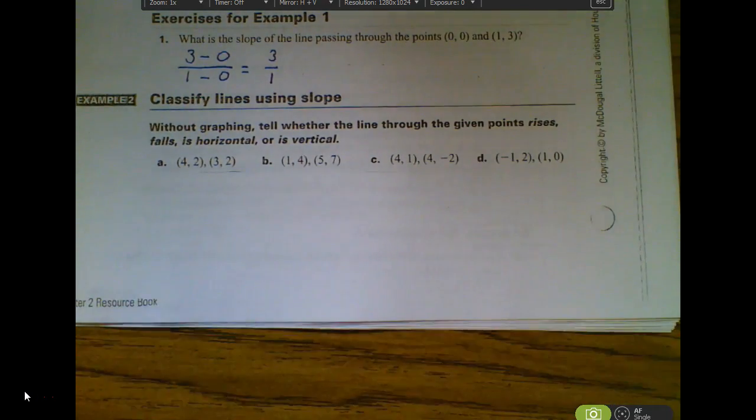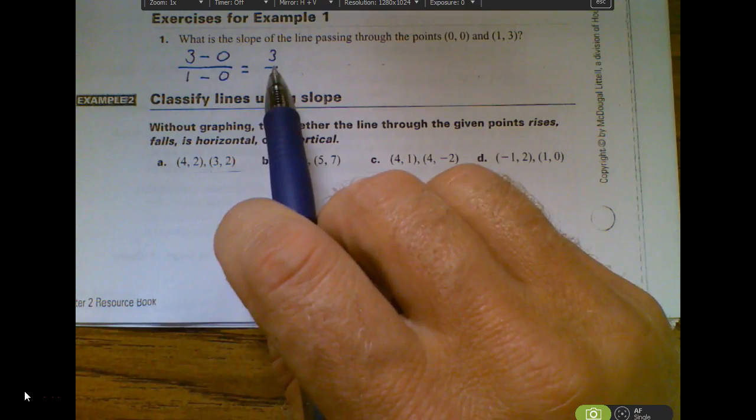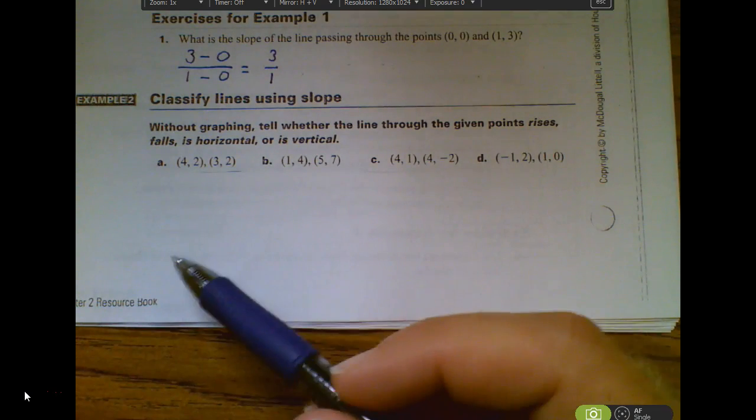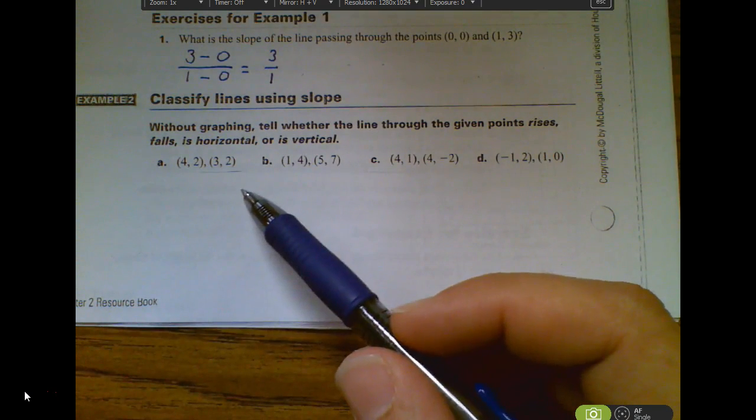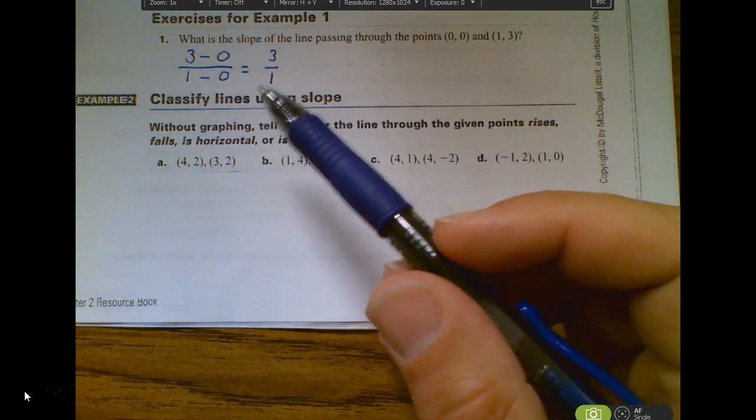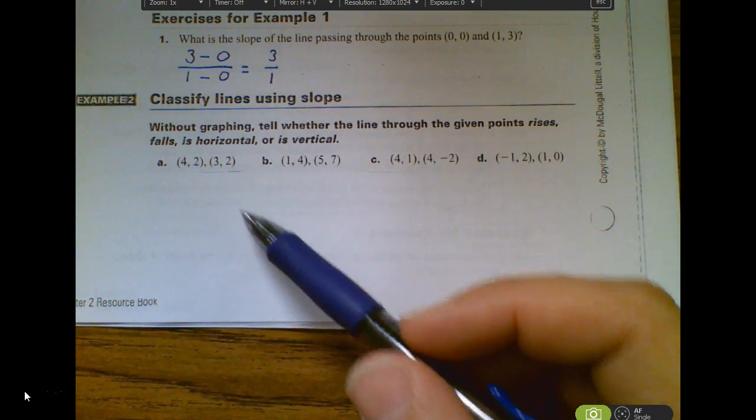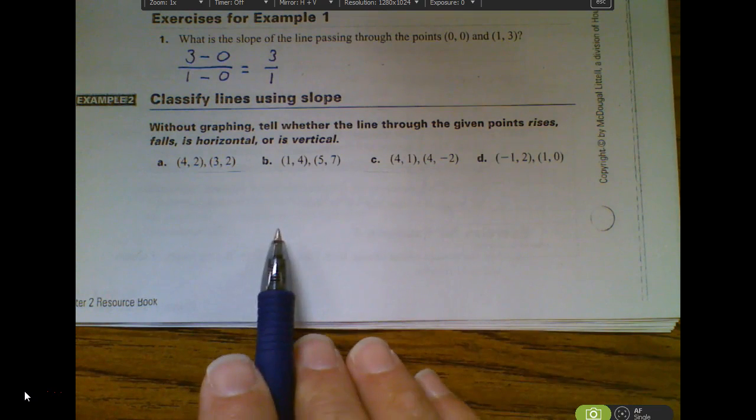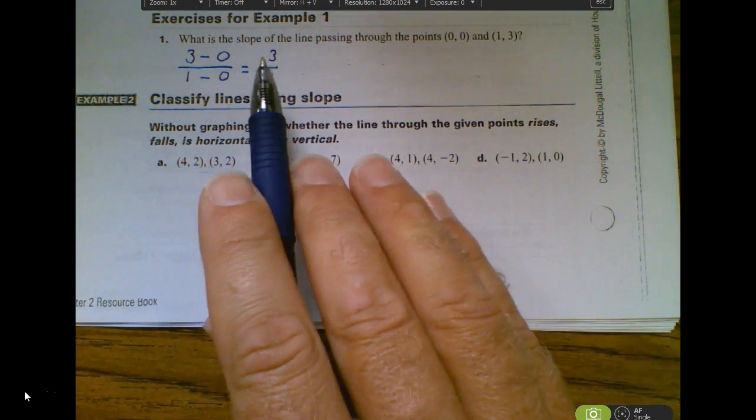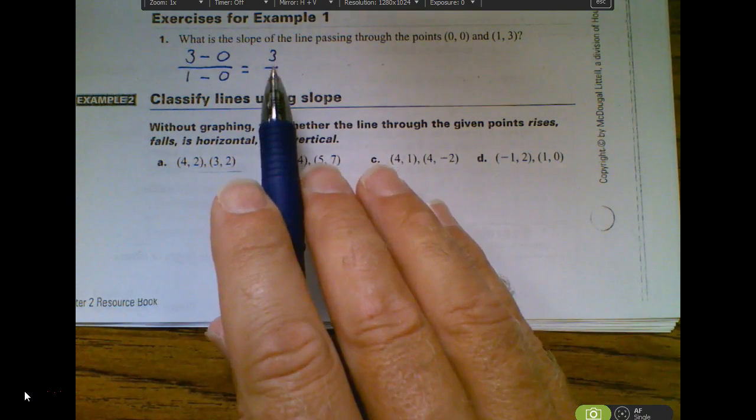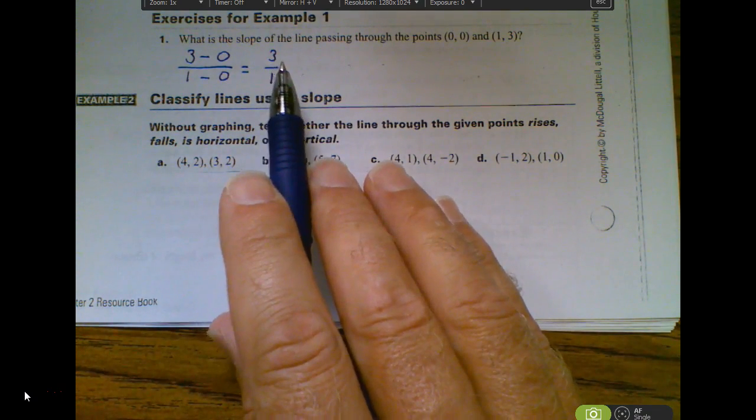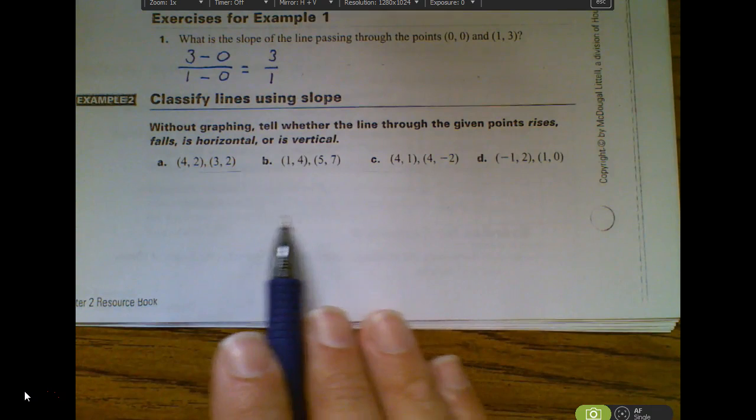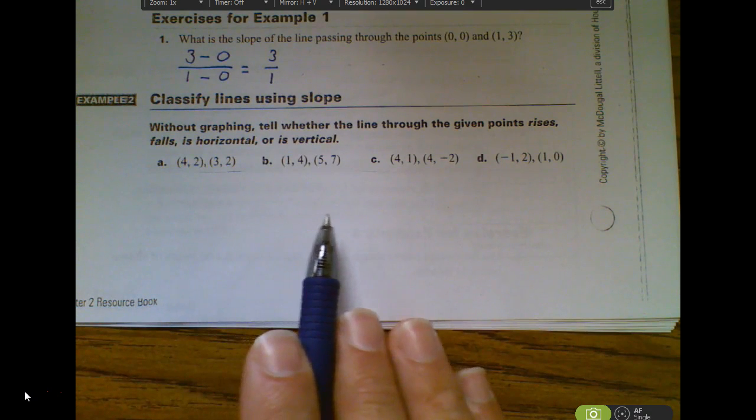When we look at the slope of a line, this tells us what direction the line is going. So if I see that my slope is positive, like this one was, I know that my slope is going up and to the right. If I had a negative slope, then I know it is going down and to the right. If I had a 0 slope, right? So anytime I get a 0 on top, 0 divided by anything is 0. So if I get a 0 slope, that means it has no slope, which means it's a horizontal line.